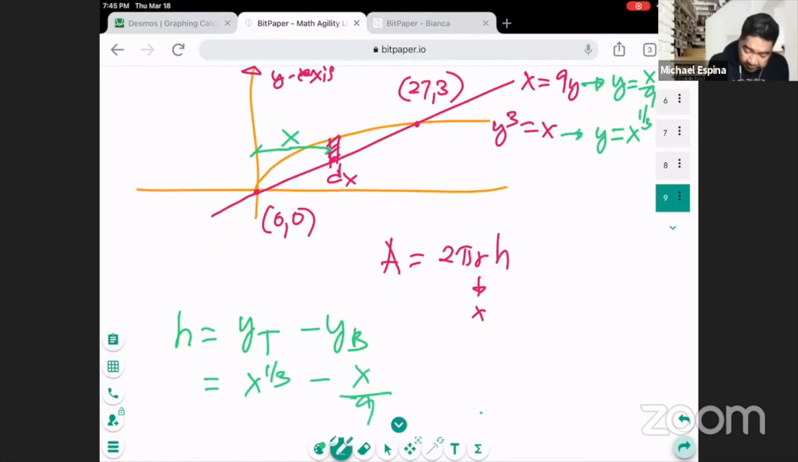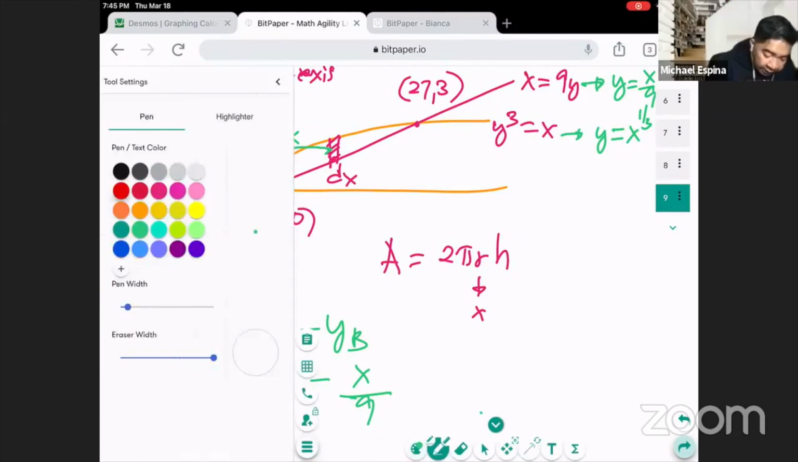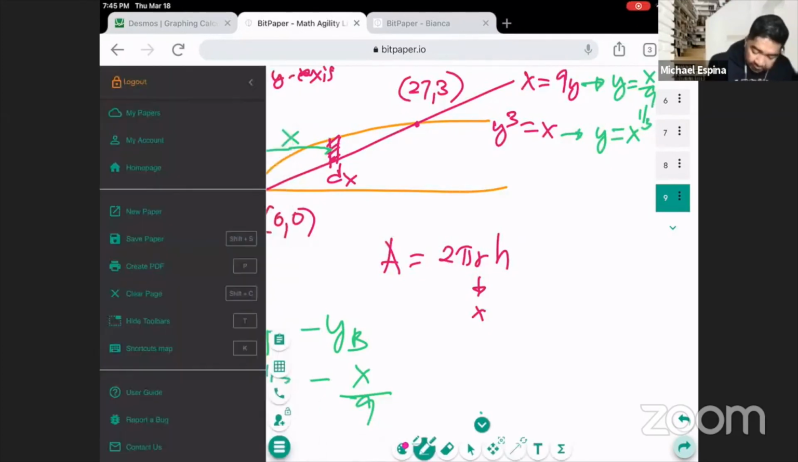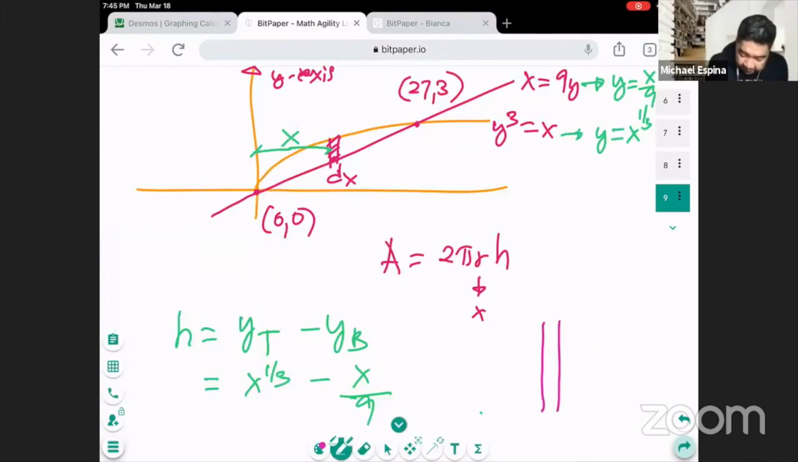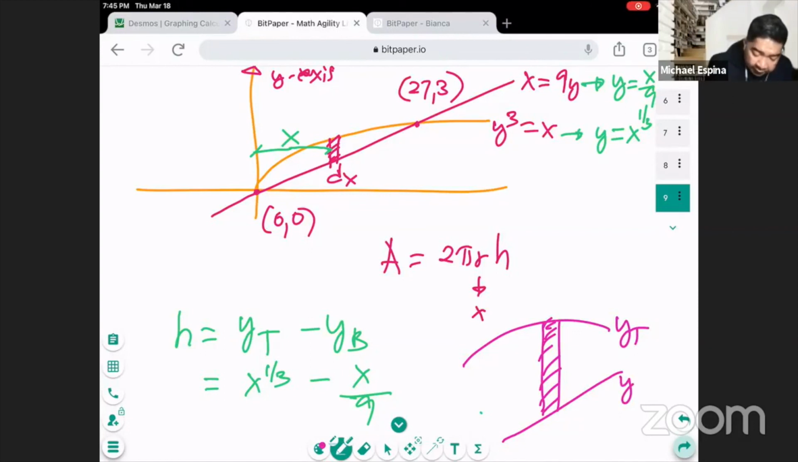Right? So if we try to draw that line here, the slice here, this is our slice. If this is our curve and this is the line, this is your yt and this is your yb. So basically that's it. No need to draw here.